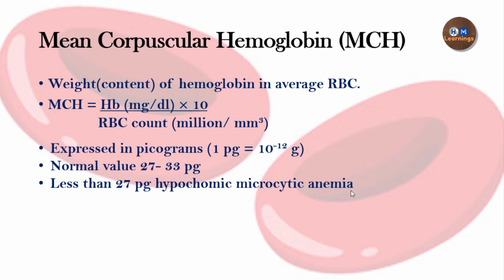It is expressed in picograms, that is equal to 10 raised to power minus 12 grams, and the normal value is 27 to 33 picograms. If the value is less than 27 picograms, it is called hypochromic anemia, meaning a type of anemia which has less concentration of hemoglobin, and hence the RBC seems to be less pigmented. So they could be normochromic and they could be hyperchromic.